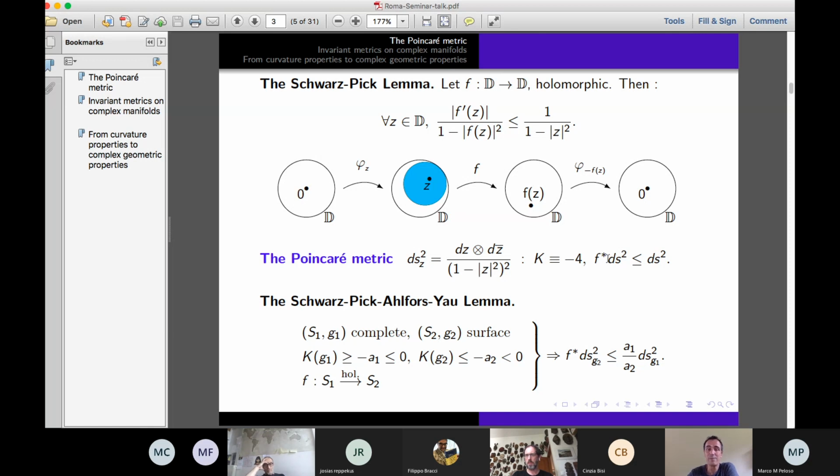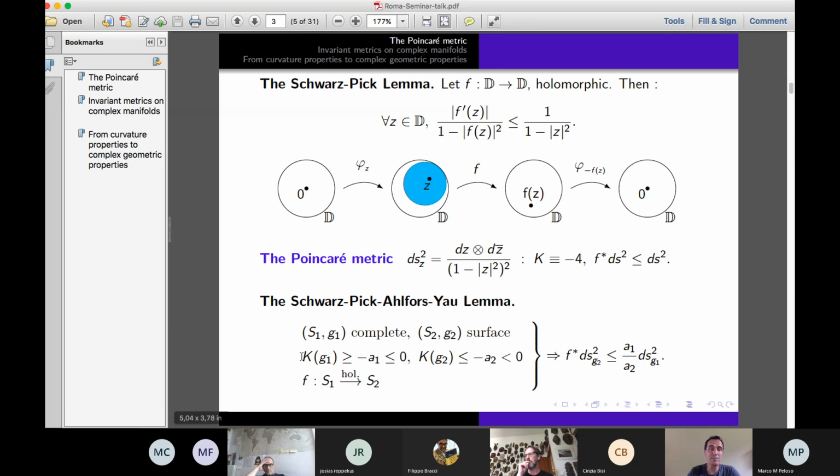Imagine you consider two Riemann surfaces, S1 and S2. You assume that S1 has some Riemann metric G1 that is complete, and S2 with G2 is not necessarily complete. And you make two assumptions. The first one is that the curvature on the first Riemann surface S1 is bounded from below. And the second one is that the curvature on the second surface is bounded from above by a negative constant.